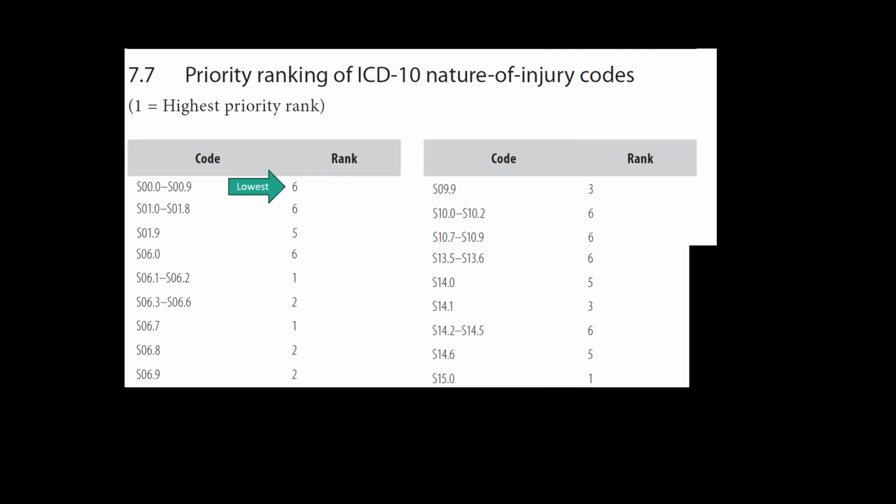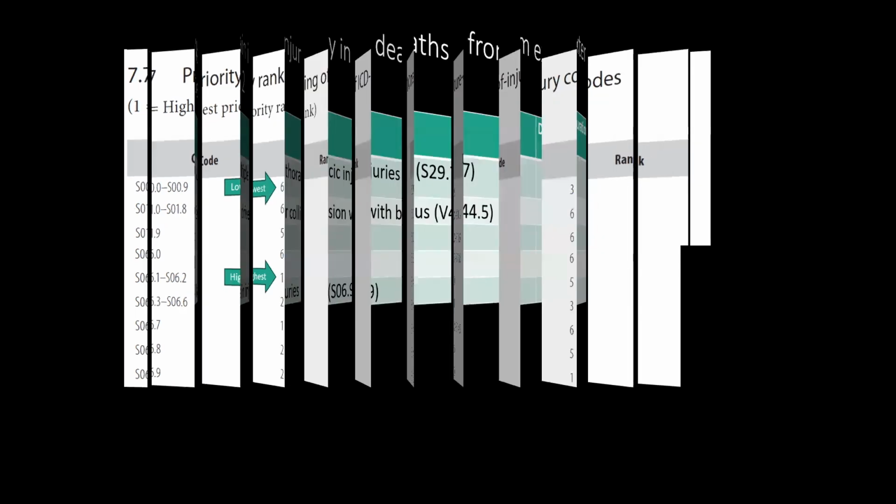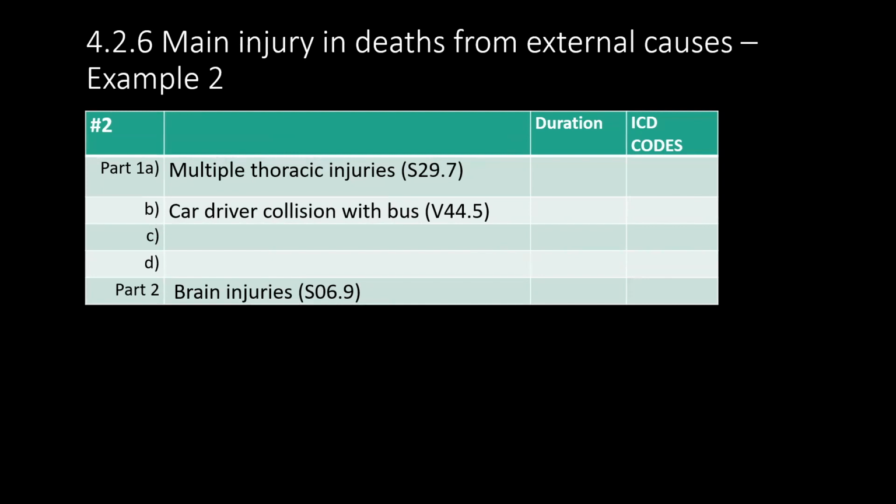As you can see here, the lowest rank is 6 and the highest rank is 1. So this is an image of the priority ranking of ICD-10 nature of injury codes. Let's go through an example under this.